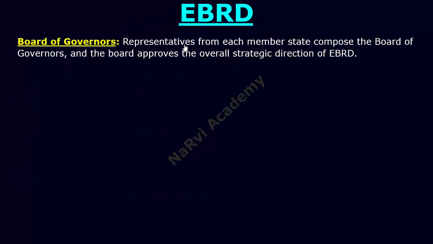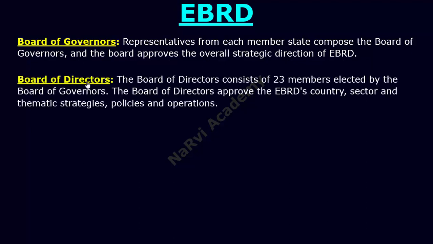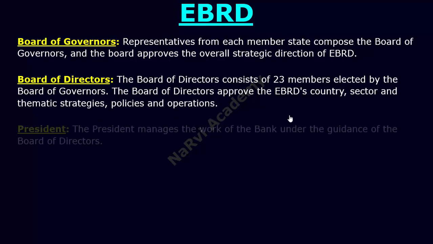Board of Governors. Representatives from each member state compose the Board of Governors, and the board approves the overall strategic direction of the EBRD. Board of Directors. The Board of Directors consists of 23 members elected by the Board of Governors. The Board of Directors approve the EBRD's country, sector, and thematic strategies, policies, and operations.